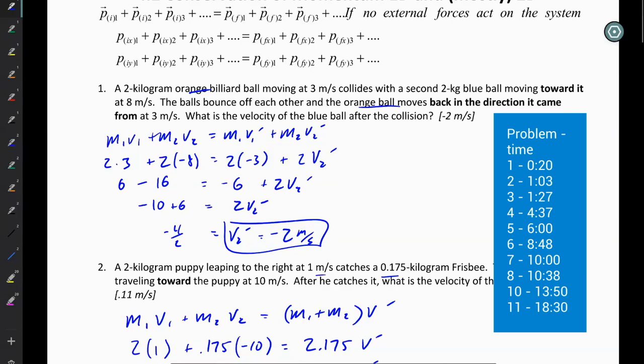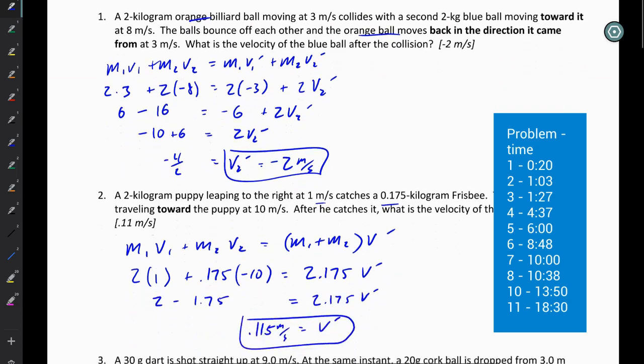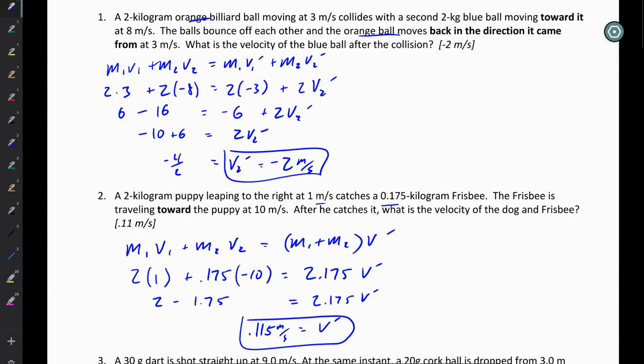Hey all. Since we didn't get to go over really any of 4.2 in class, I wanted to give a very quick, sort of efficient run through of the problems to try to give some insight into what the solutions are. Now, numbers 1 and 2 are really straightforward. They're just straight up conservation of momentum problems.